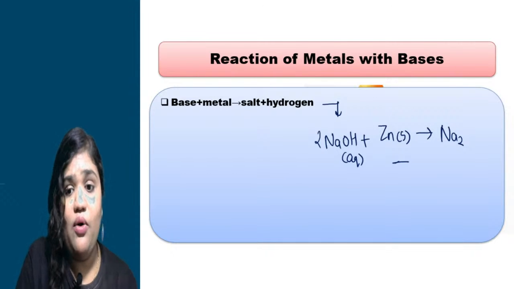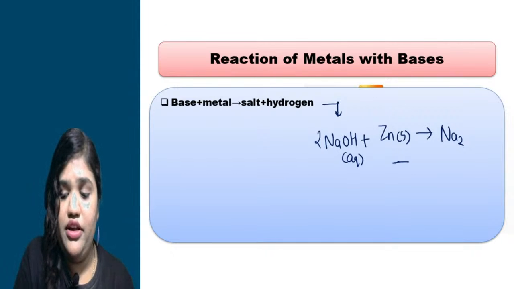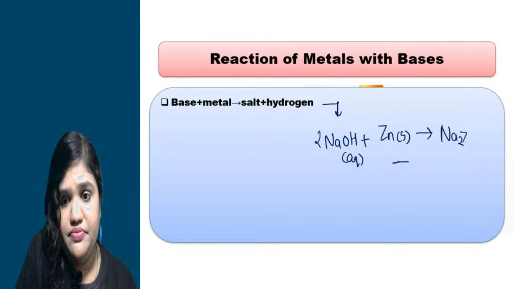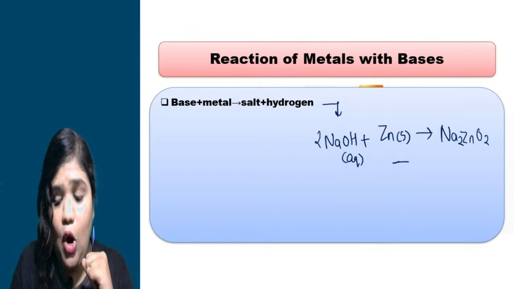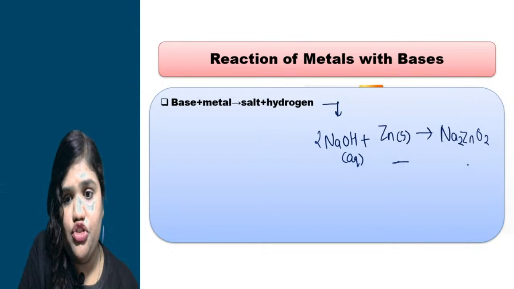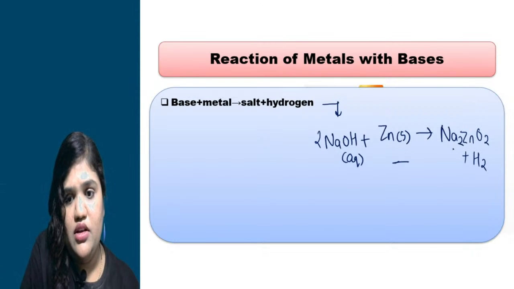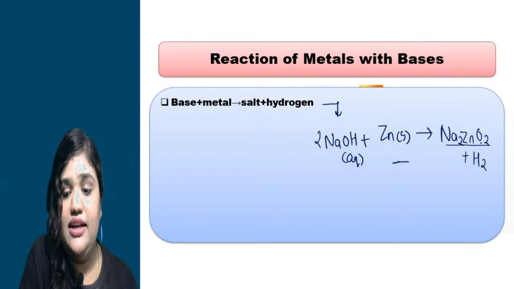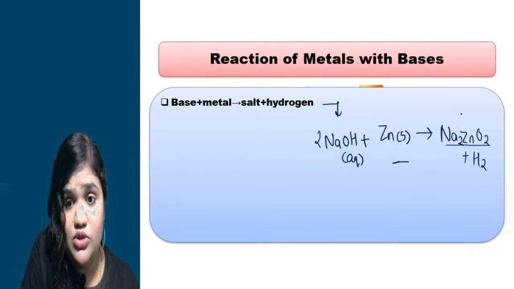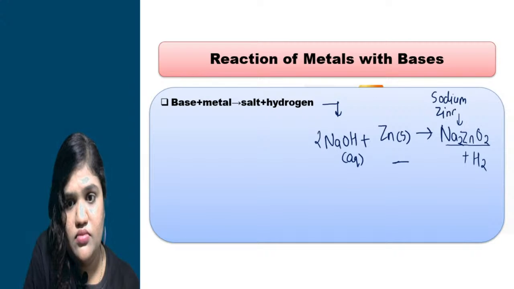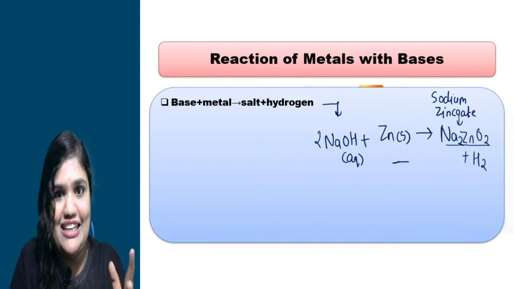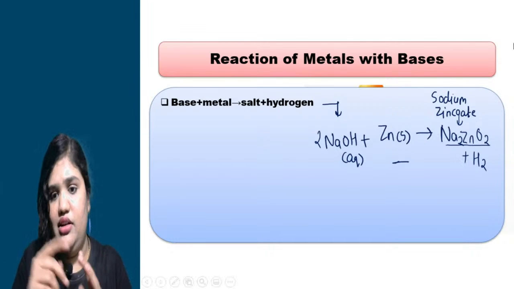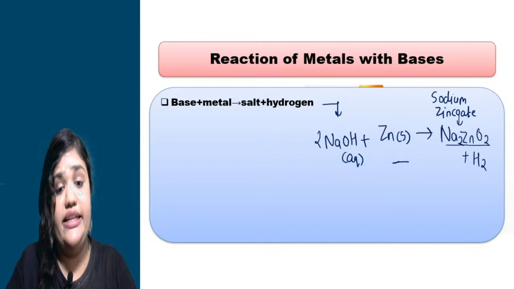Very good. Now, Na2, as you can see over here, Na2ZnO2. So yes, Na2ZnO2, this is the salt. Along with that you will get hydrogen. So what is the name of this salt? It is sodium zincoate. That salt looks very difficult, right? What is the name of that salt? So don't worry, sodium zincoate is the name of that salt. Is it easy? Yes, it is easy.